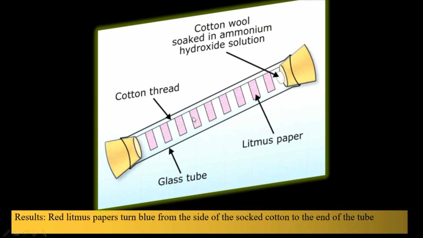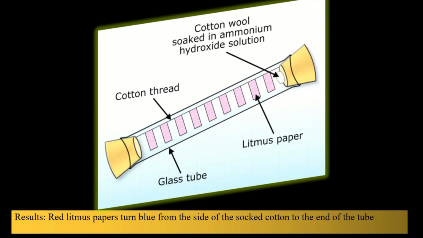Another point is we have our cotton wool. We've soaked our cotton wool in ammonium hydroxide solution, and after soaking, we fitted it to our stopper. The reason for that is we want to ensure that this gas is contained within the glass tube. Since your cotton wool is concentrated with ammonium hydroxide, this is where ammonia is in higher concentration.